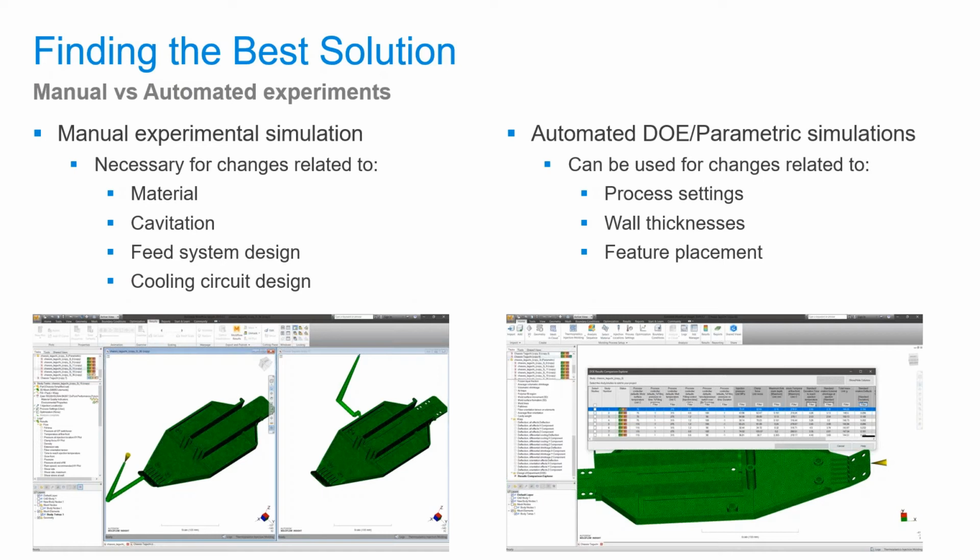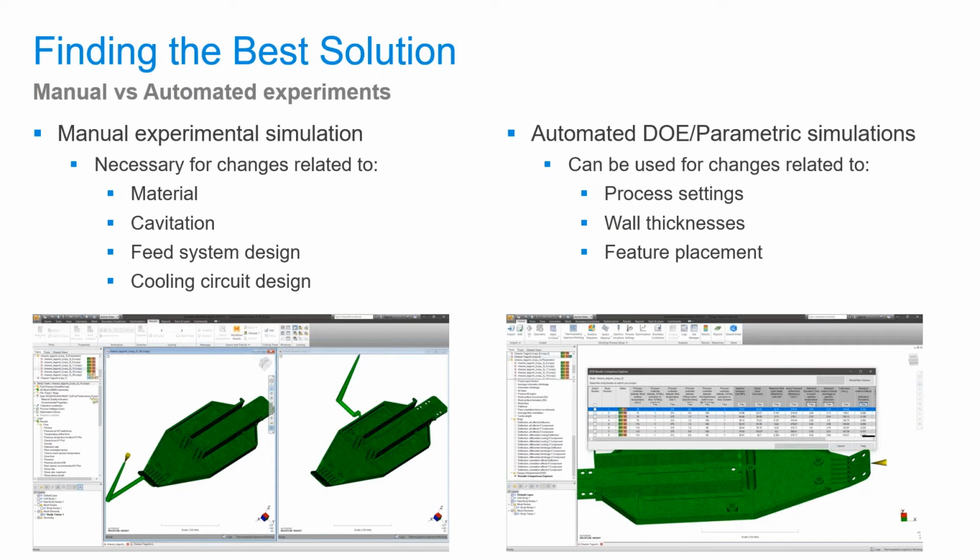For example, if you know you need to modify the gate location of an analysis or of a mold, you can use this method, the manual method that I mentioned, to change it in there and compare it to the original analysis. This can also be done for cooling designs or even material changes.